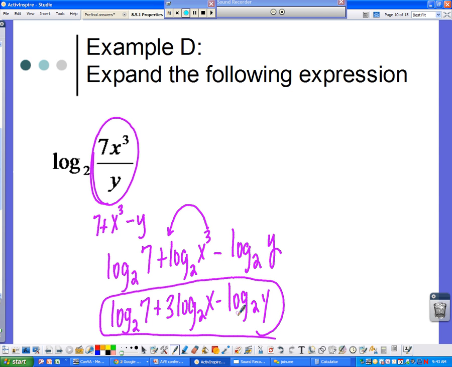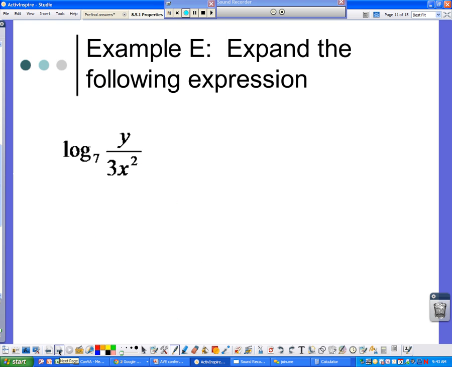All right. So let's go ahead and look at another example real quick on expanding. We want to expand the log base 7 of y over 3x squared. So this is actually the number. And anything on top, remember, we're going to write a y. We have a 3, but since 3 is on the bottom, remember, it's going to turn to a minus. And x squared, minus x squared. And I'm going to go ahead and show you the shortcut.